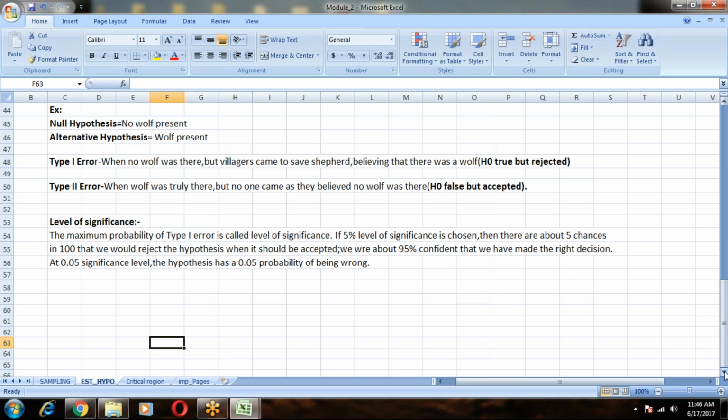Now consider the story's first part. In the beginning, what do we get to know? When no wolf was there, our null hypothesis is true. But villagers came to save the shepherd, believing that there was a wolf. Actually, there was no wolf. What is my null hypothesis? No wolf present. So in this first situation, everyone has the same problem.